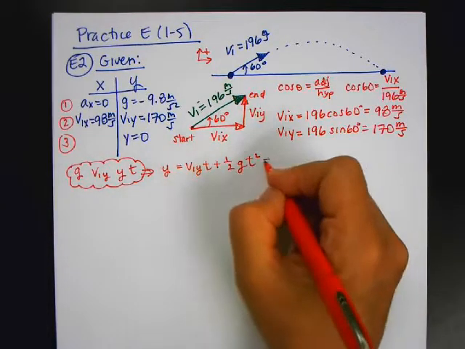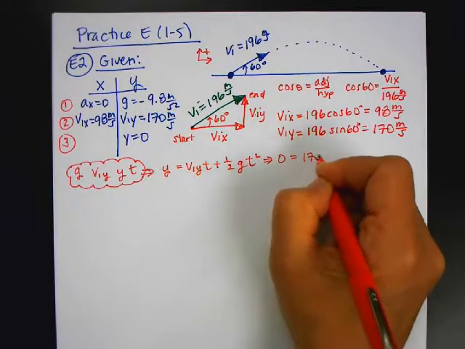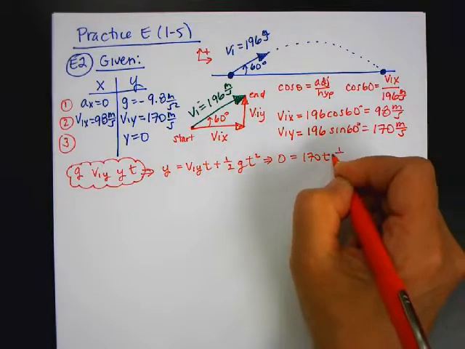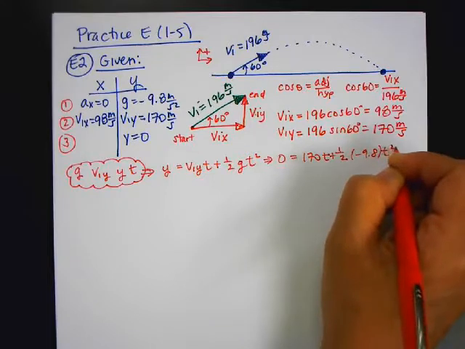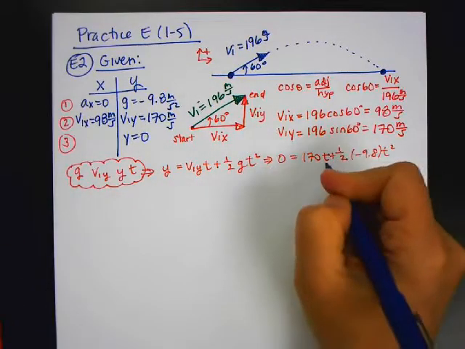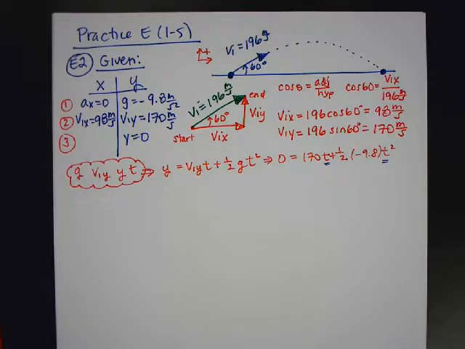So if I substitute in my value, 0 is equal to 170t plus 1/2 negative 9.8 t squared. I'm just going to show you, I have a t and I have a t squared. How would I find that? I would have to use the quadratic equation.